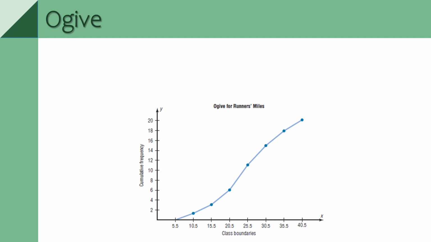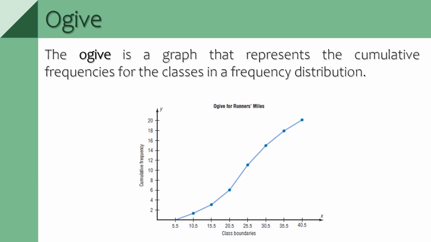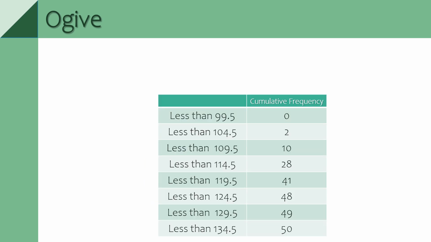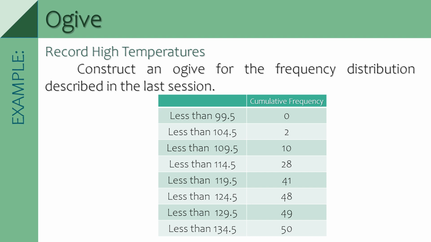Okay, so the last graph is the Ogive. Ogive is a graph that represents the cumulative frequency for the classes in the frequency distribution. So here is the example of the graph of the Ogive. Okay, so yan yon. So, paano naman gawin yan? Let us have an example. Again, we're going to use the record high temperature. In Ogive, we're about to use the cumulative frequency.